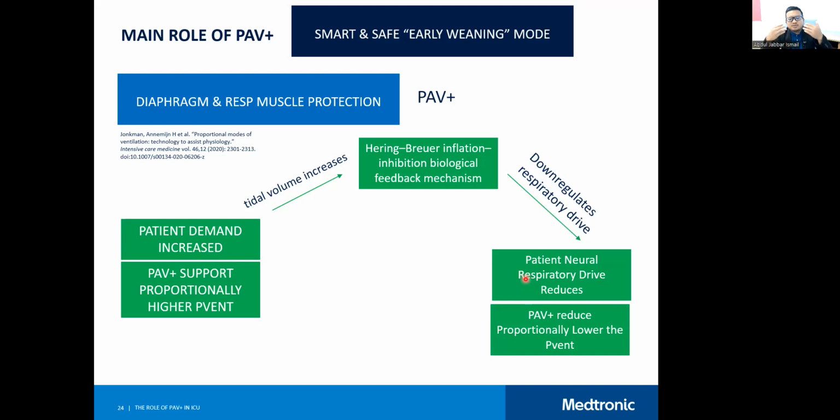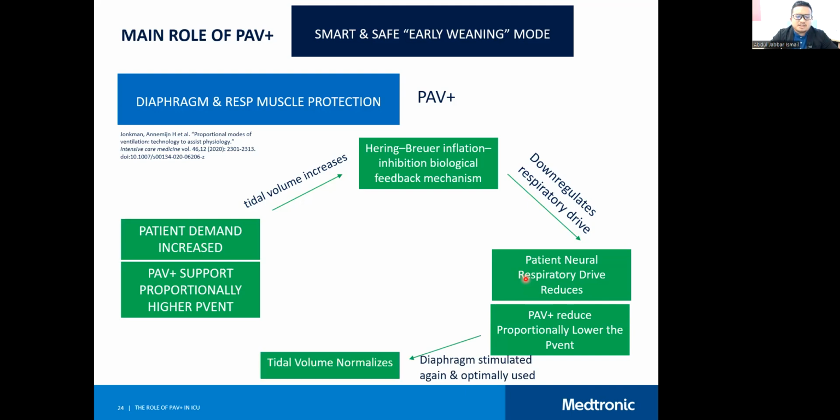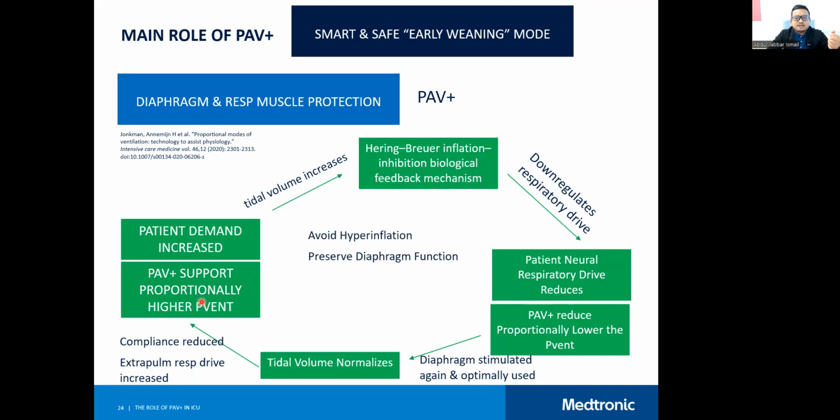So the PAV follows to lower the support for the patient because the drive is reduced. Then the diaphragm is stimulated again and optimally used, so the volume renormalizes again. At any point of time, if the compliance reduces or the extrapulmonary respiratory drive increases for any reason, the patient demand increases, and the PAV support will increase proportionally, giving higher pressure. This serves to avoid hyperinflation and preserve diaphragm function.